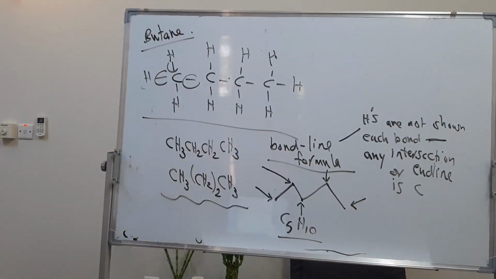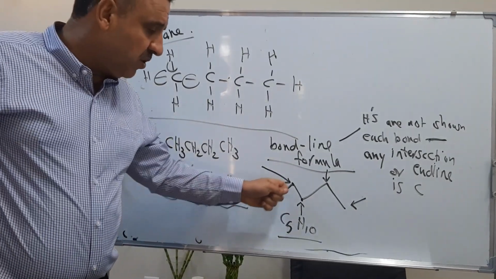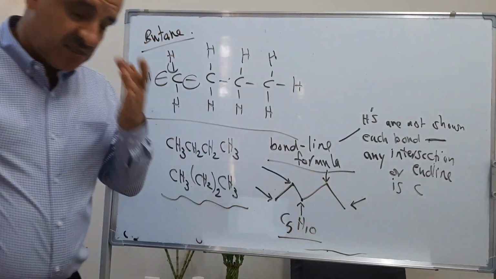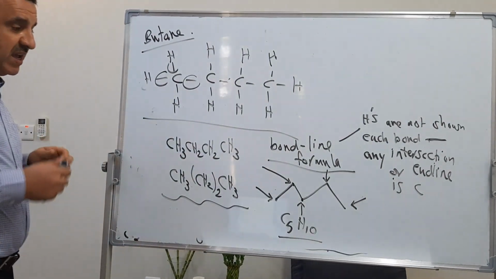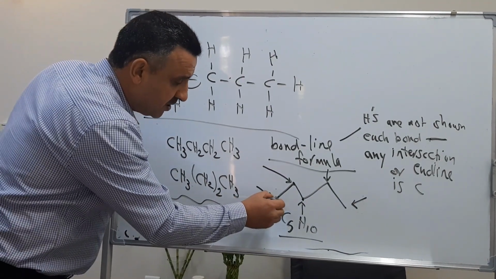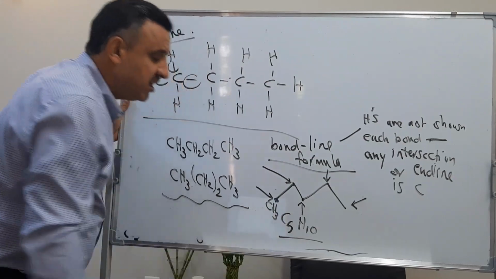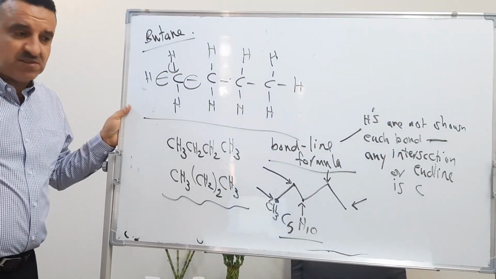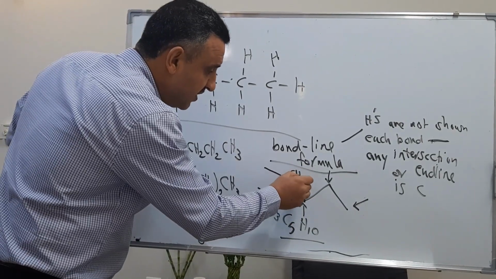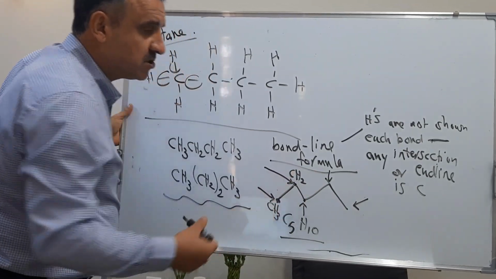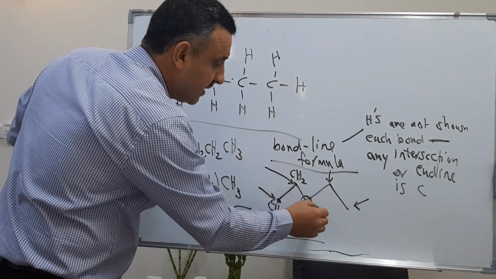So what we can conclude from this bond line formula is that we do have 5 carbons. Then, in order to know the molecular formula, how many hydrogens do we have? If this is a carbon attached to one carbon, then by default, this is a CH3. It needs to be attached to 3 hydrogens. If this carbon is connected to 2 carbons, then it's definitely CH2 because of the tetravalency. The same thing applies to this one.